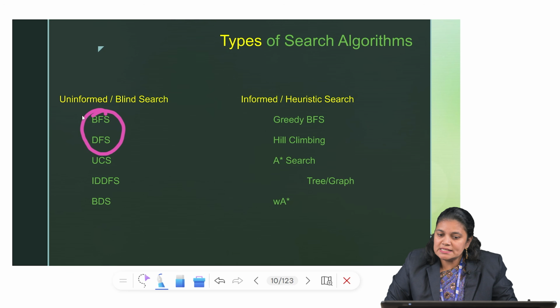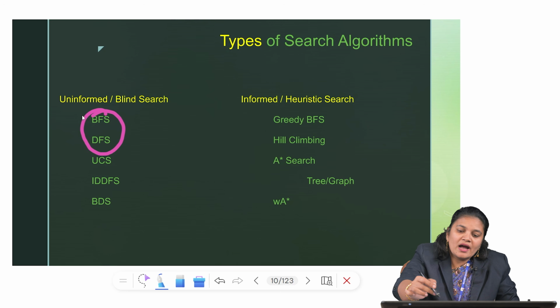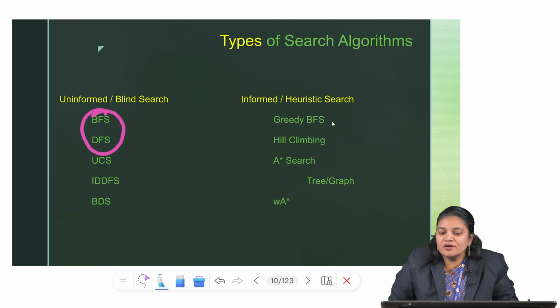And in the heuristic search algorithms, we do have greedy best first search, hill climbing algorithms, A-star search algorithms. A-star can be implemented using the tree concept as well as the graph concept, because if it is the tree concept, less memory will be consumed. We will not be saving the past history. If it is a graph, past history will be saved and it will give you the best solution also. And weighted A-star graph algorithm.